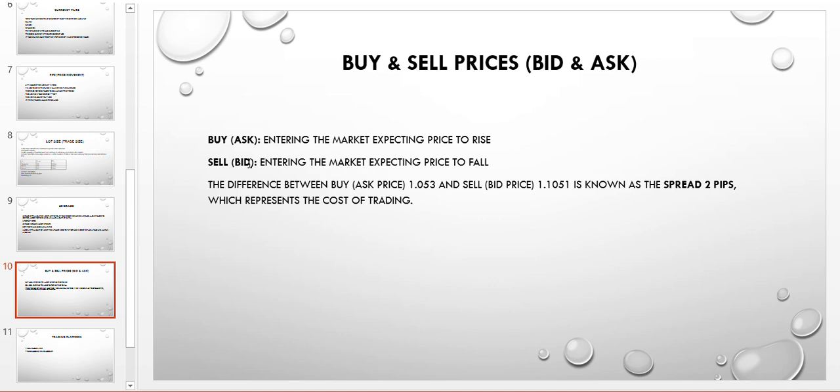Do you remember I said the base currency and the quote currency? The base currency is your ask price and the quote currency is your bid price. From those two prices, the way the broker calculates is, imagine the base currency, the ask price, is 1.053 and the quote currency, the bid price, is 1.1051. When you subtract this, it gives you 2 pips, which is called the spread. So it represents the cost of trading. Like I explained, that is what the broker charges you.